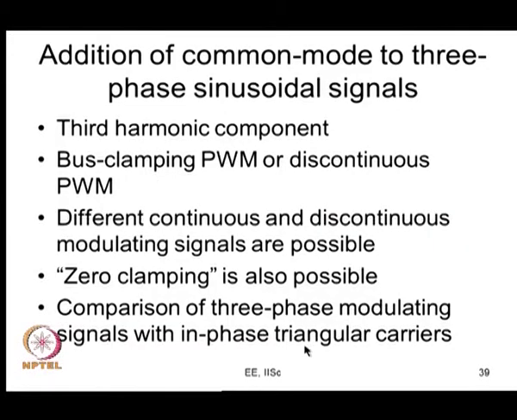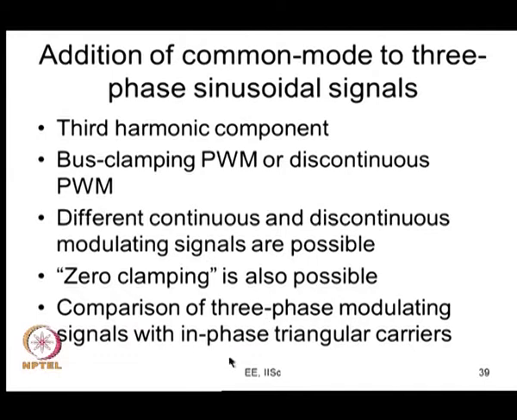Now, what we can actually see is you can also add common mode components to that. For example, you can add a third harmonic component, or certain common mode components which will result in bus clamping, the so-called discontinuous PWM. Different continuous and discontinuous modulating signals are possible with a 3 level inverter. In a 2 level inverter, you can clamp a phase only to the positive bus or the negative bus. Here you can also clamp to the 0 bus, which is an interesting possibility.